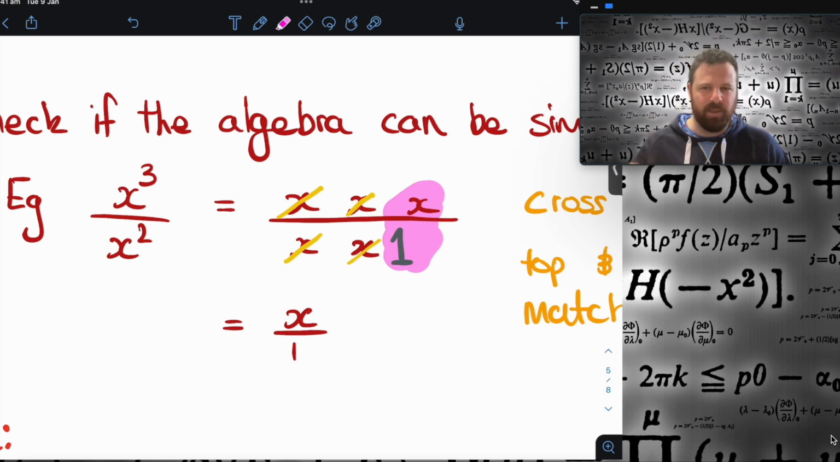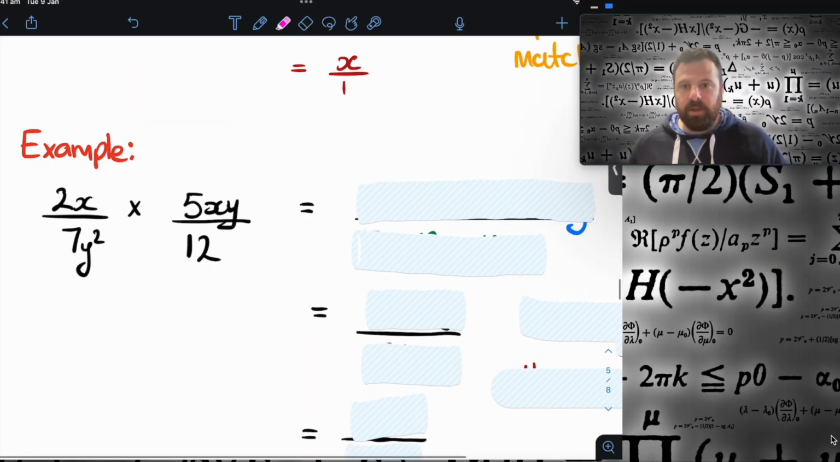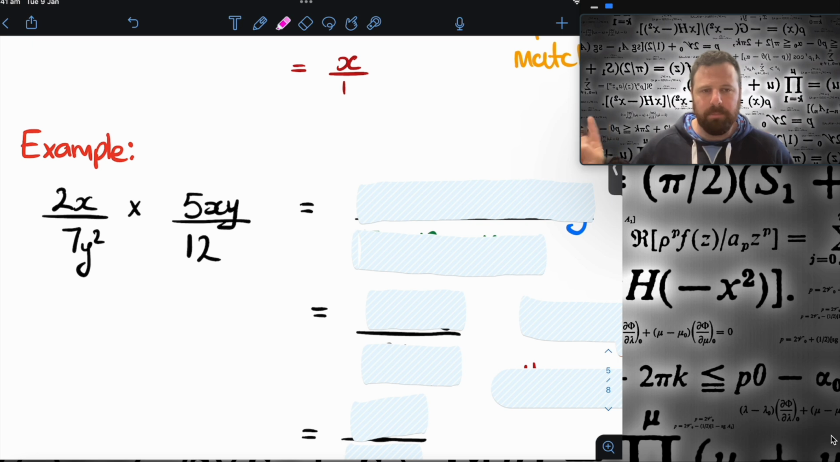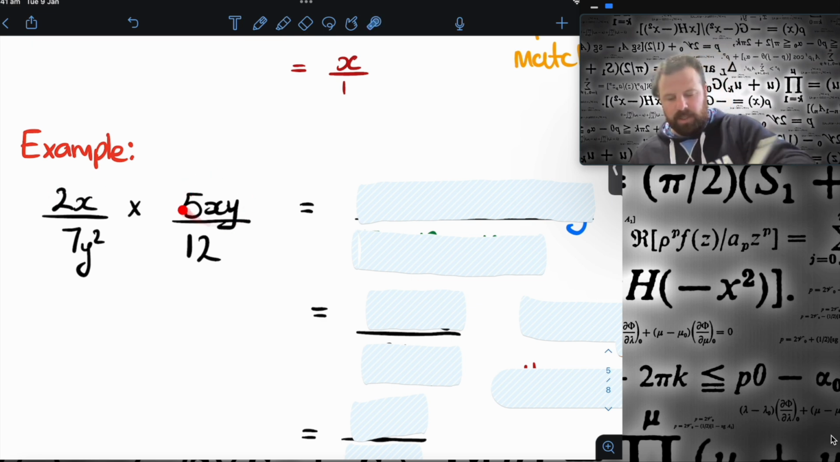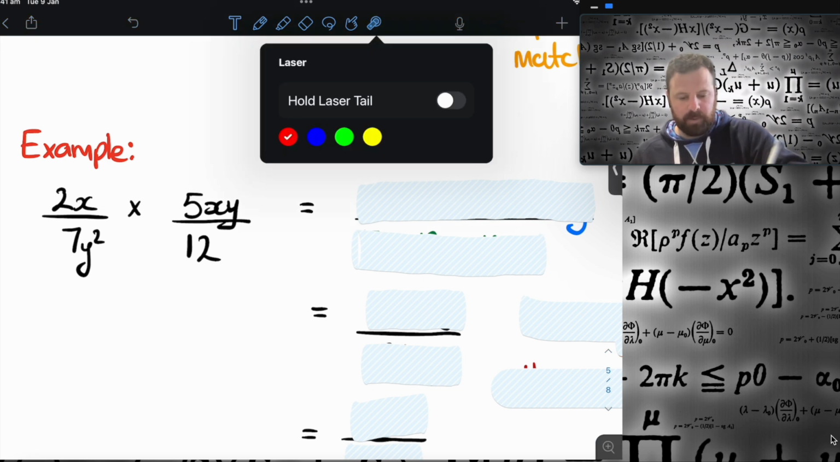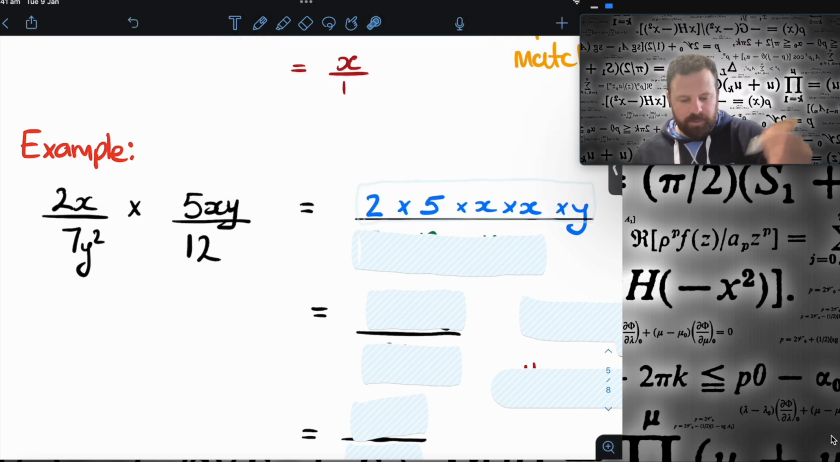Let's go through and look at an example from start to finish. Our example here is 2x over 7y squared, and we're going to multiply that by 5xy over 12. So step number 1, multiply the numerators together. I'm going to get 2x multiplied by 5xy, and when I do that, I get left with 2 times 5 times x times x times y.